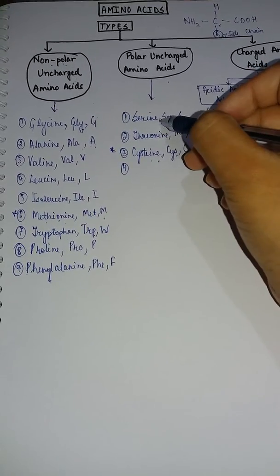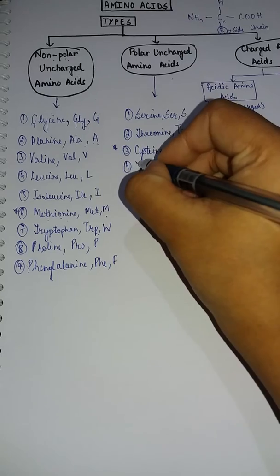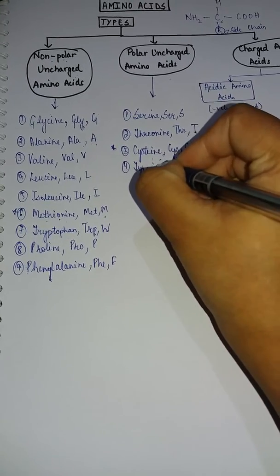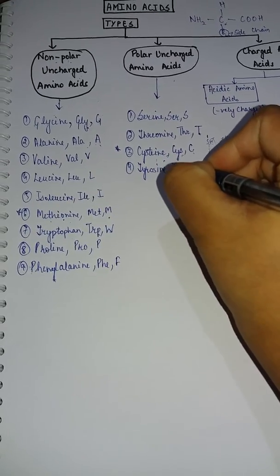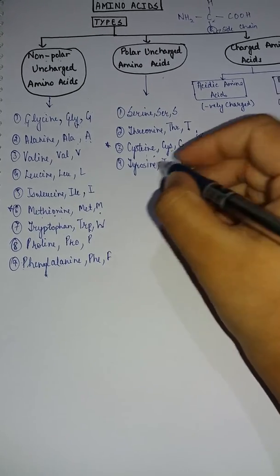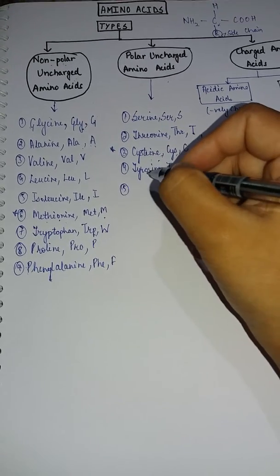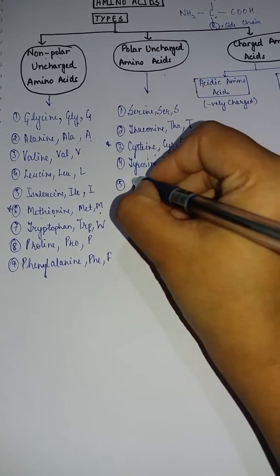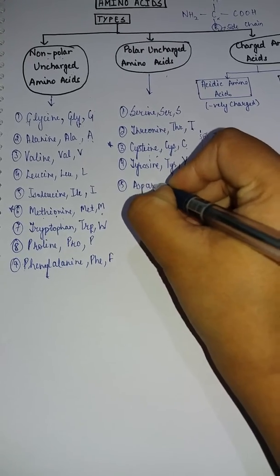So serine, threonine, cysteine. After it there comes tyrosine. It has 3-letter code TYR and 1-letter code Y. Tyrosine. The fifth polar uncharged amino acid is asparagine.